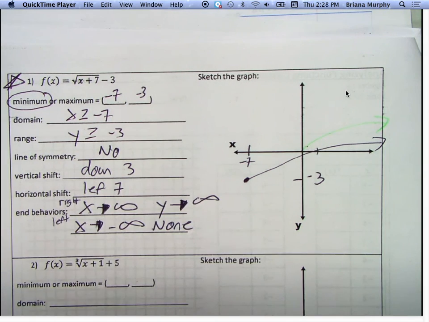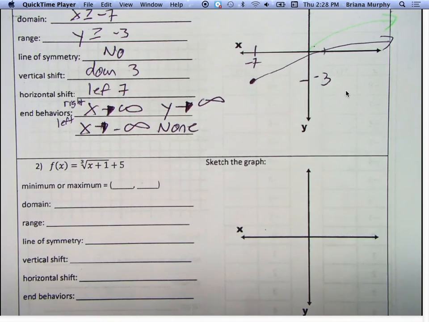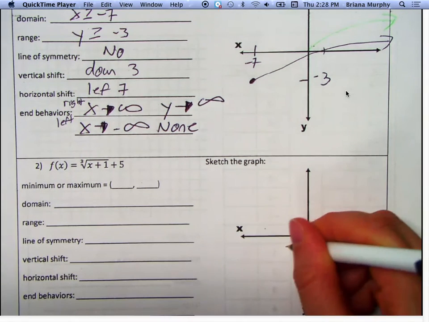Okay, let's do 2. Cube root looks like, I think of it as walk like an Egyptian. Okay? But I moved to the left 1, up 5.